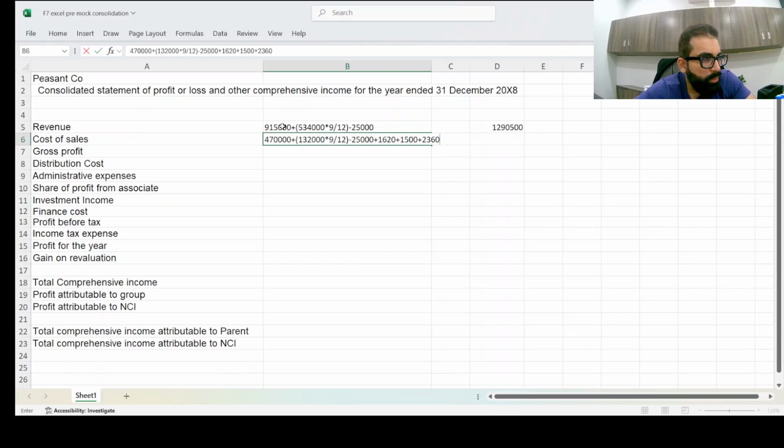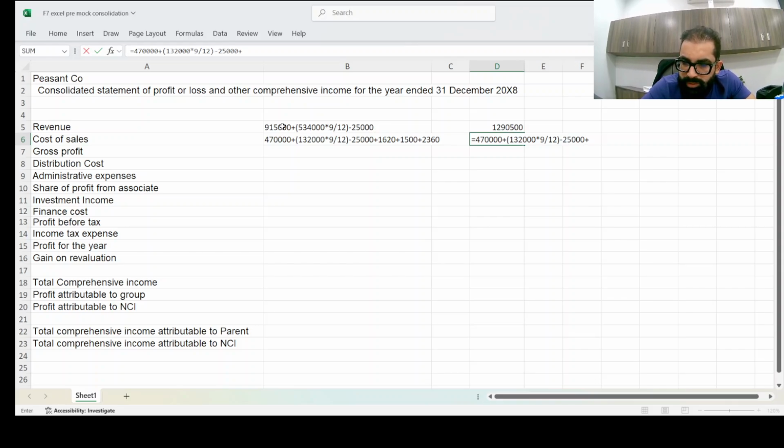Right now let's jump here and calculate these things. So equal to 470,000 plus bracket open 132,000 times 9 divided by 12 bracket close. Then you have minus 25,000, plus 1620, plus 1500, plus 2360. 549480. Now gross profit, how will you calculate? This will be equal to this minus this. 741020 is your gross profit.